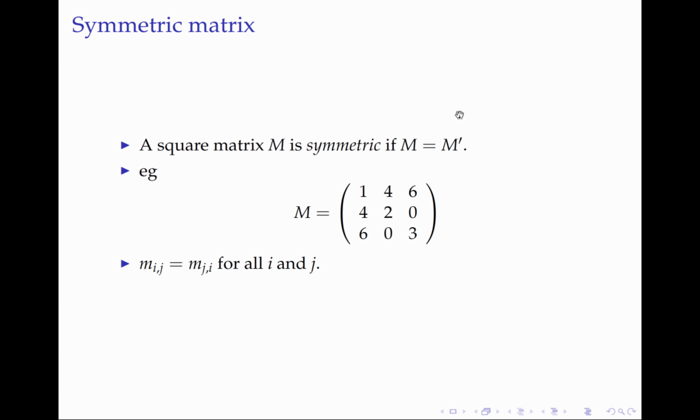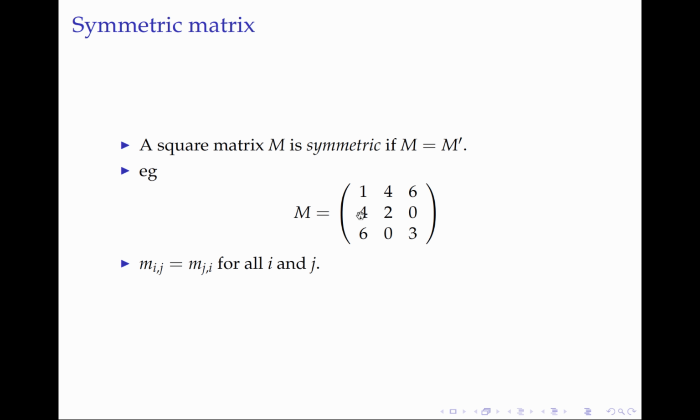Now, there are some special kinds of matrices called symmetric matrices that we meet from time to time in econometrics. They're important. To be symmetric, a matrix first of all has to be square. And you can probably guess a square matrix is one which has the same number of rows as columns. So this matrix M here is square because it has three rows and 3 columns. Now the matrix is symmetric if it's equal to its transpose.